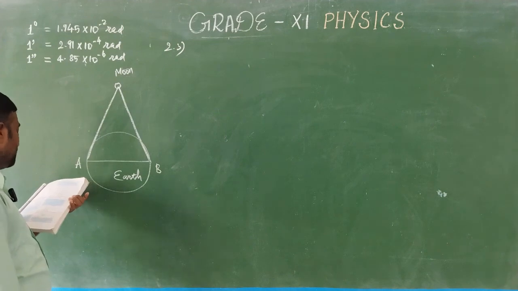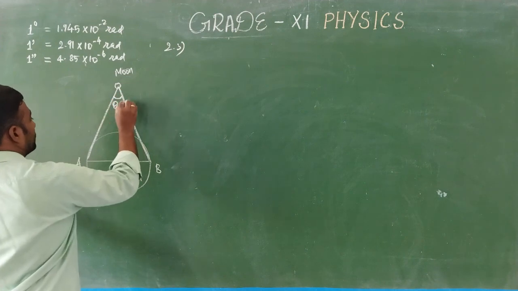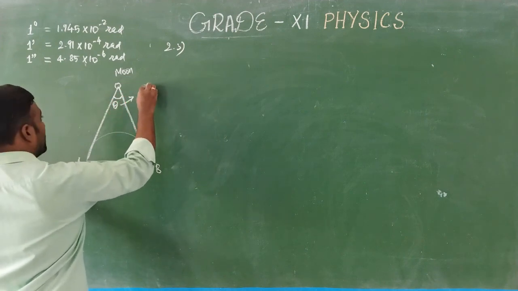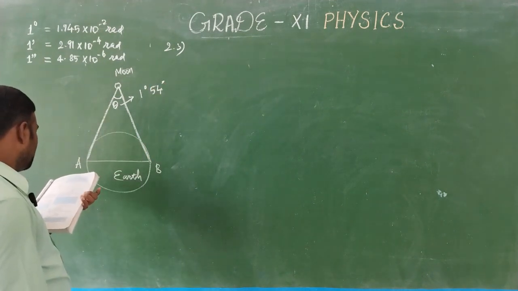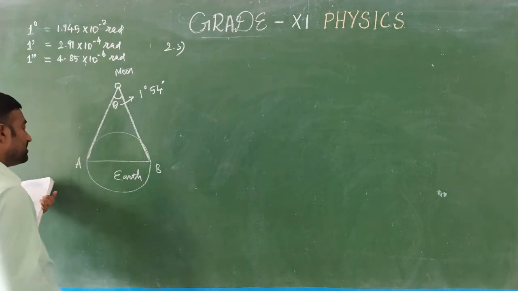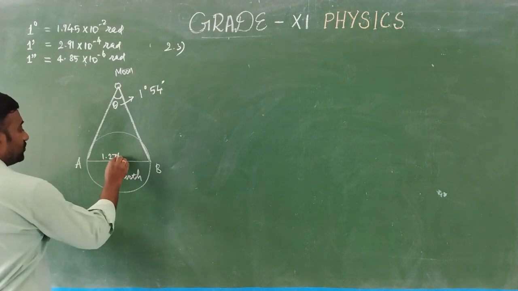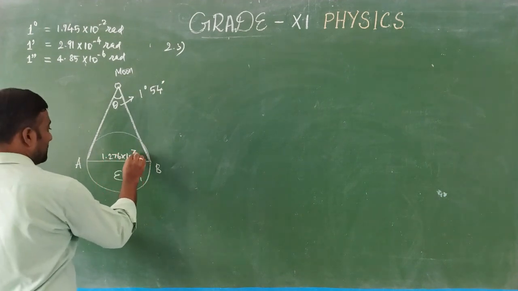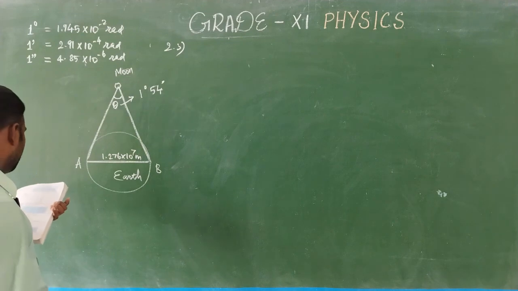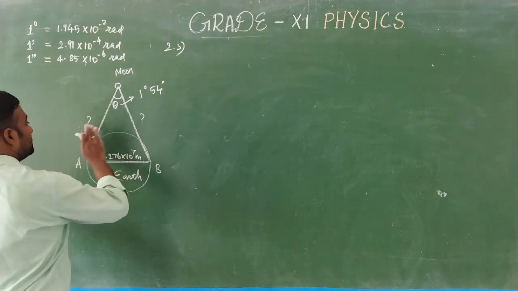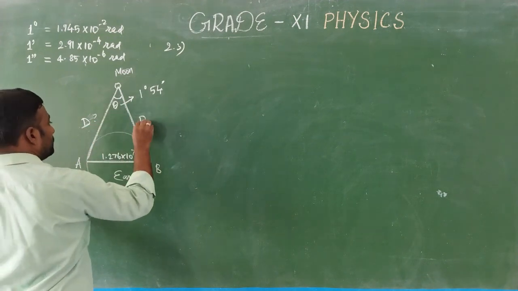The angle subtended at the moon by the two directions of observation is given, theta. What is the value of theta? It is 1 degree 54 arc minute. Given the diameter of the Earth is about 1.276 into 10 power 7 meter. This is fixed. This is the diameter of the Earth. Calculate the distance of the moon from the Earth. We want to calculate the distance of the moon from the Earth.